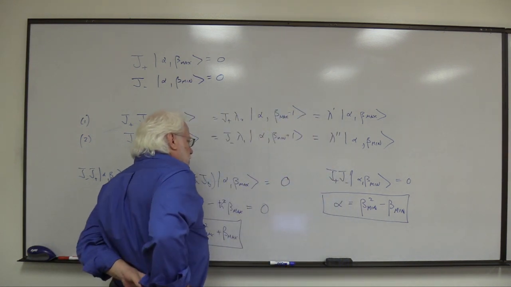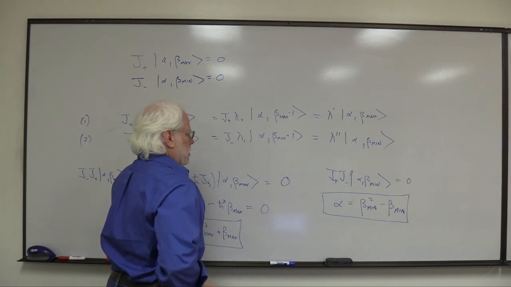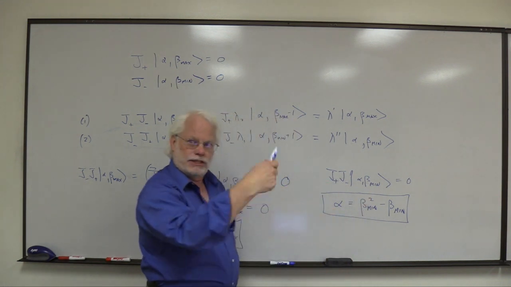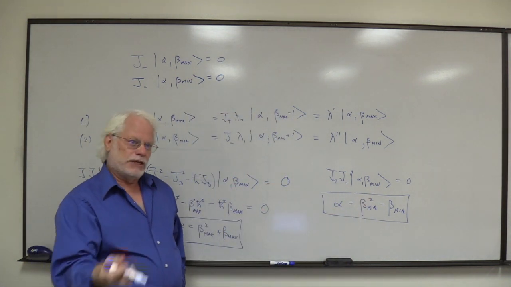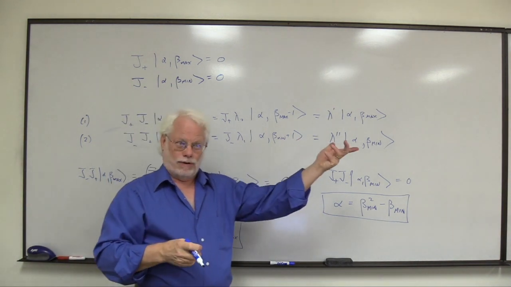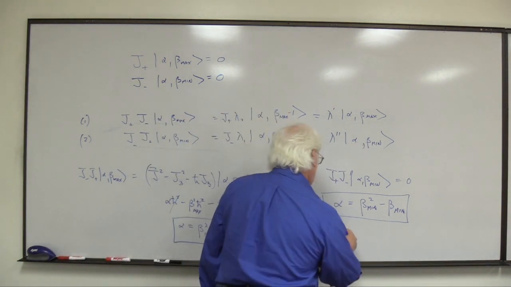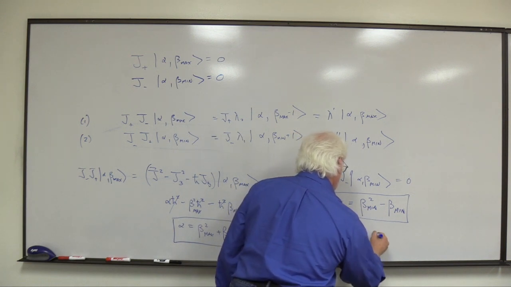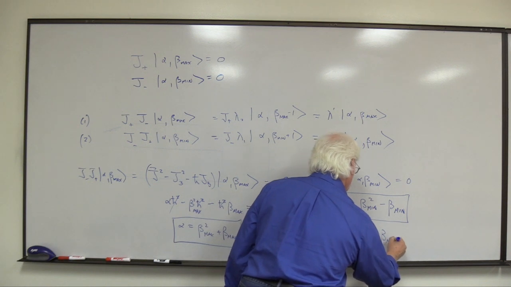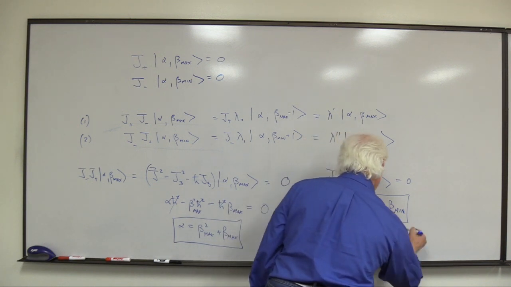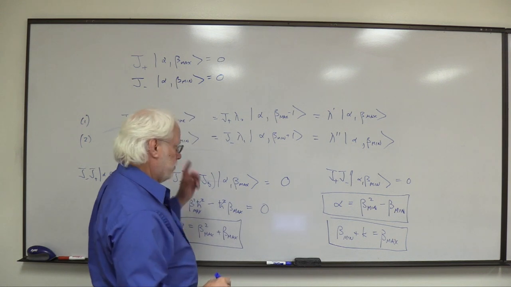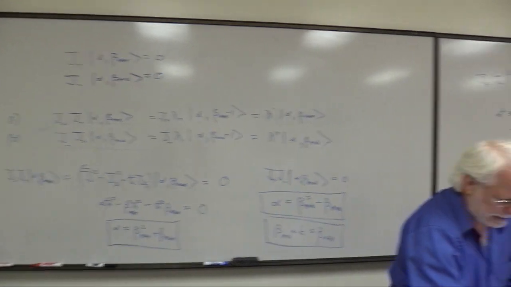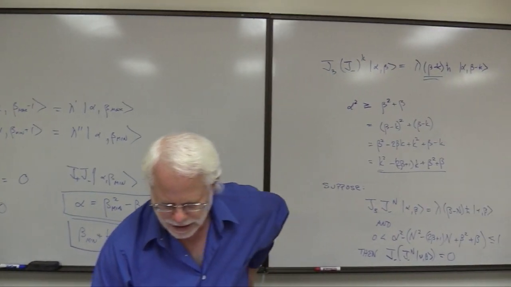Now, we also know that we can step from one of these to the other. Because if we start with beta min and act with J plus, we're eventually going to get up to beta max and then get 0. So beta min plus some integer k has to be beta max. And now from these three things, I think we can solve for beta min and beta max.